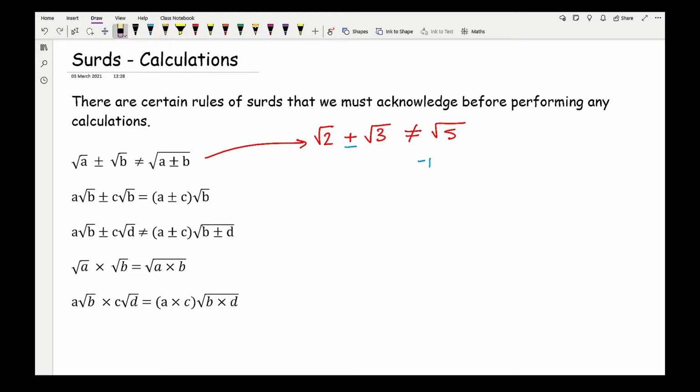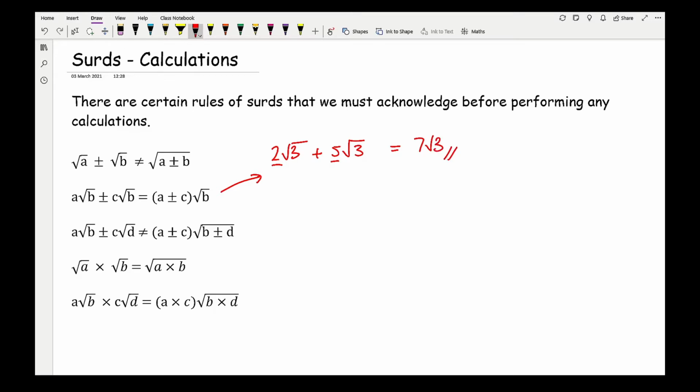Now the next one is when we have numbers outside and the surds are the same, then yes, we can join them up. So for example, if I had 2 root 3 plus 5 root 3, then the numbers outside can be added or subtracted together. So that would be 2 plus 5, which is 7 root 3. And there would be my final answer.